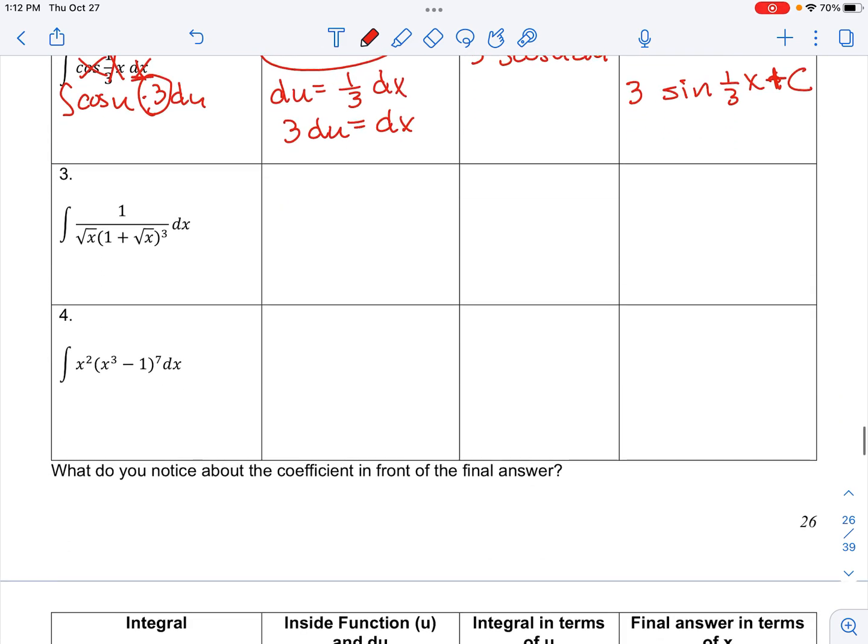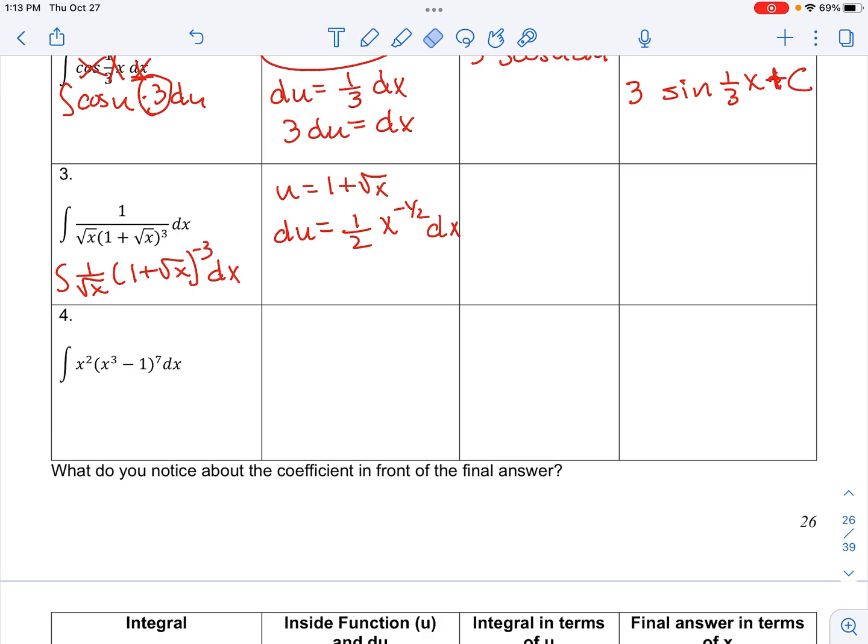Okay, next one. I would rewrite this. Anytime we have things raised to a power on the bottom that's not just 1, I typically bring it to the top. So think of it like this. So I can see my inside function is what's being raised to the power, 1 plus square root of x. The derivative is going to be 1/2 x to the negative 1/2, and move that dx over. And let's go ahead and do the rewrite.